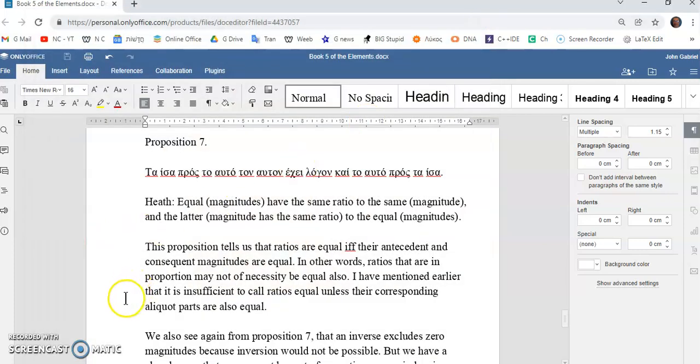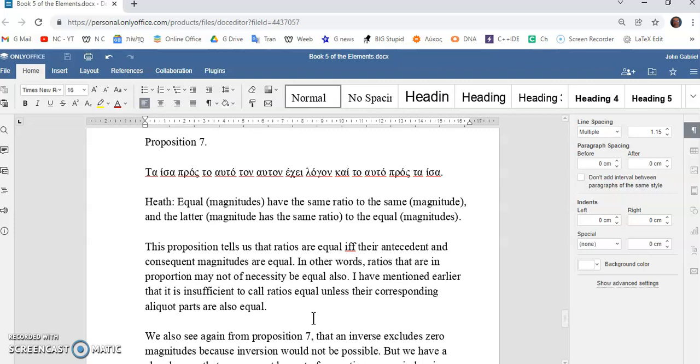Now, in proposition 7, we're told that ratios are equal if and only if their antecedent and consequent magnitudes are equal. And of course, this is further clarified in subsequent propositions. But proposition 7 states it in this particular way. It says, in other words, ratios that are in proportion may not of necessity be equal also. So they may be the same in terms of proportion or quotientness even, but not equal.